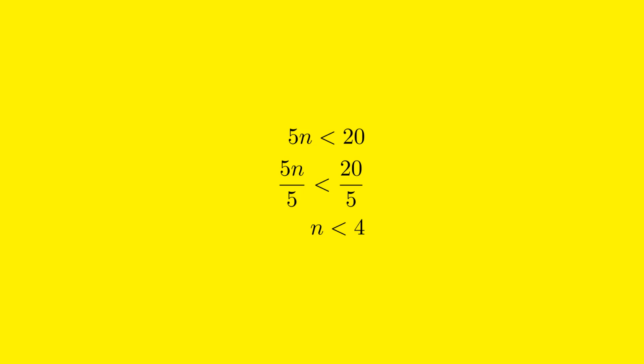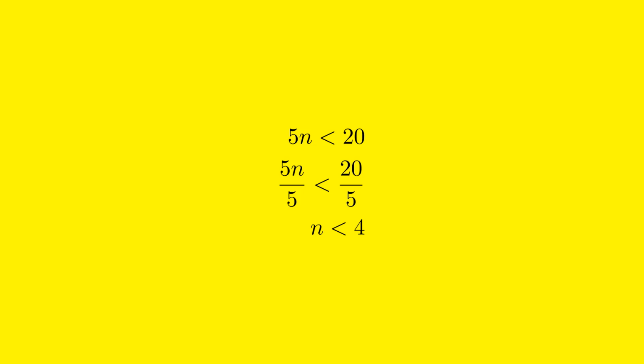When we divide the left side, 5n by 5, we're left with n. On the right side, when we divide 20 by 5, we're left with 4. So our inequality now becomes n is less than 4. It is important to remember that dividing both sides of the inequality by a positive number, in this case 5, does not change the direction of the inequality sign.